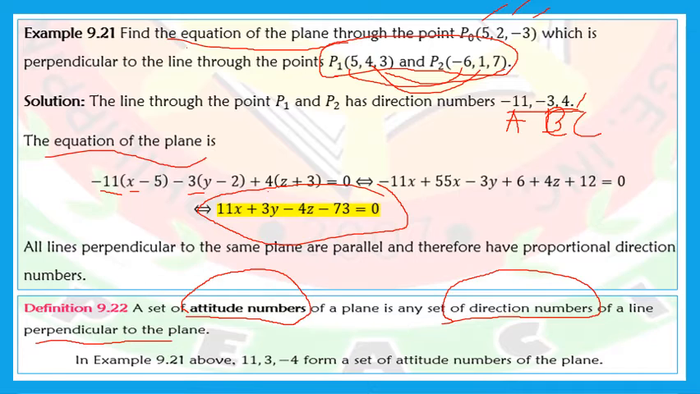Okay. So, bakit? Kasi diba, ito yung na-obtain natin na equation of the plane. Kasi ang sabi niya dito, a set of attitude numbers of a plane is any set of direction numbers of a line perpendicular to the plane. So, 11, 3, and negative 4 na yan is set of attitude numbers of the plane.